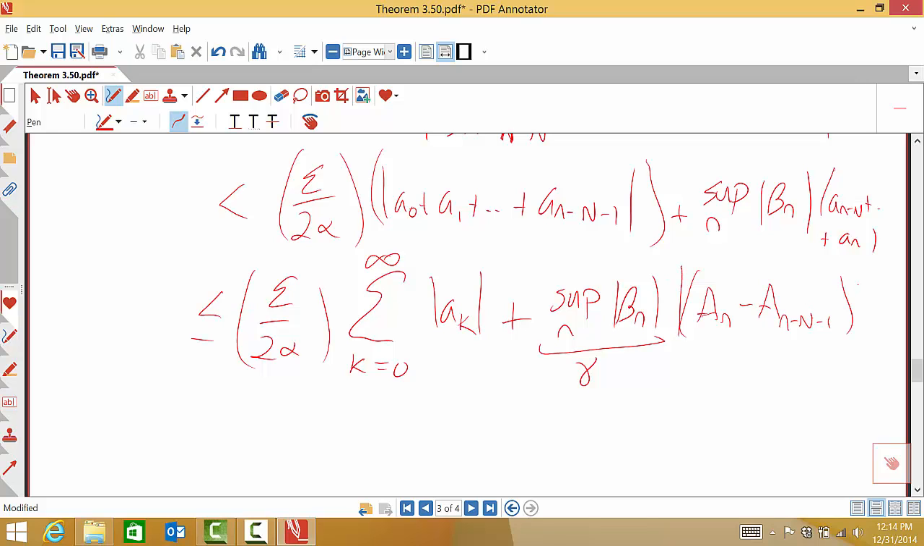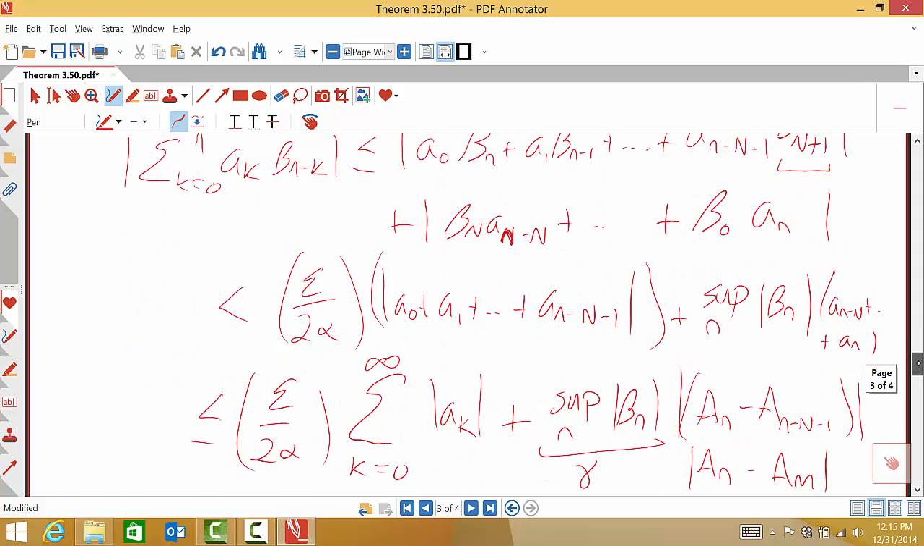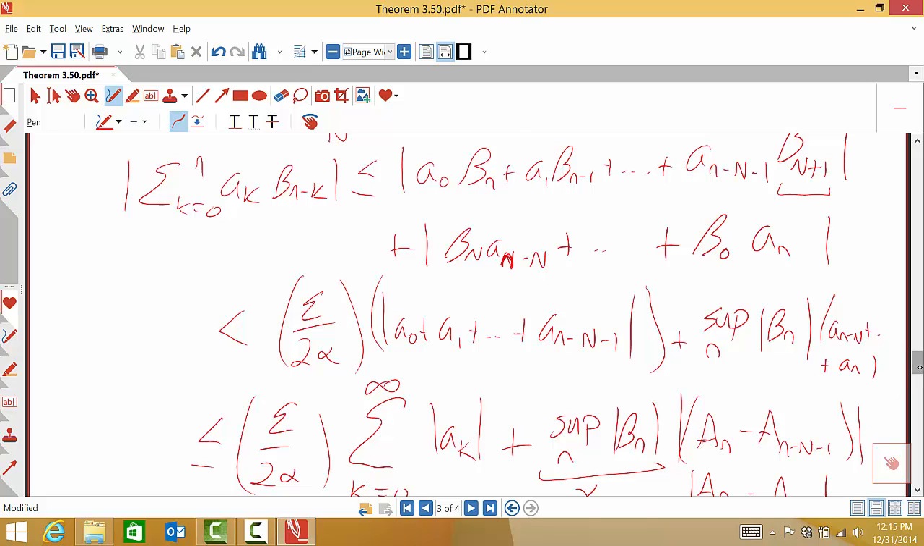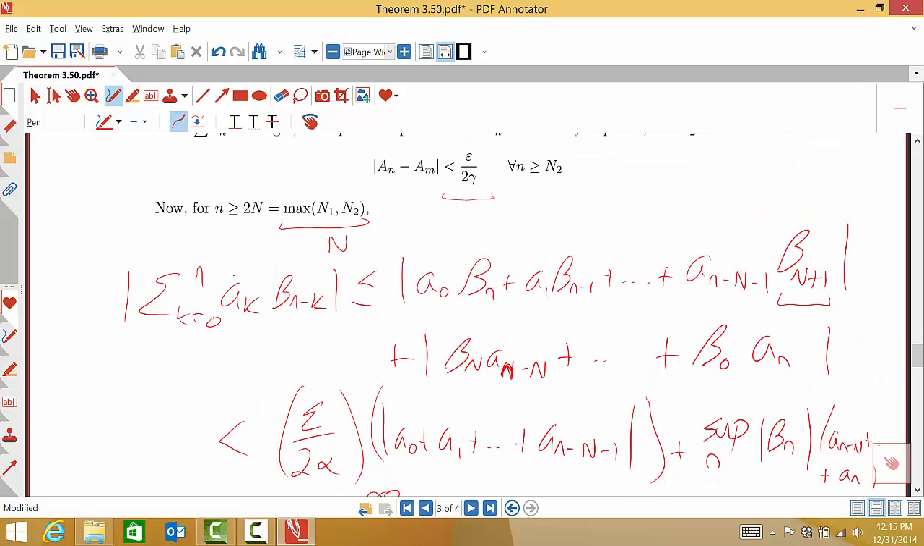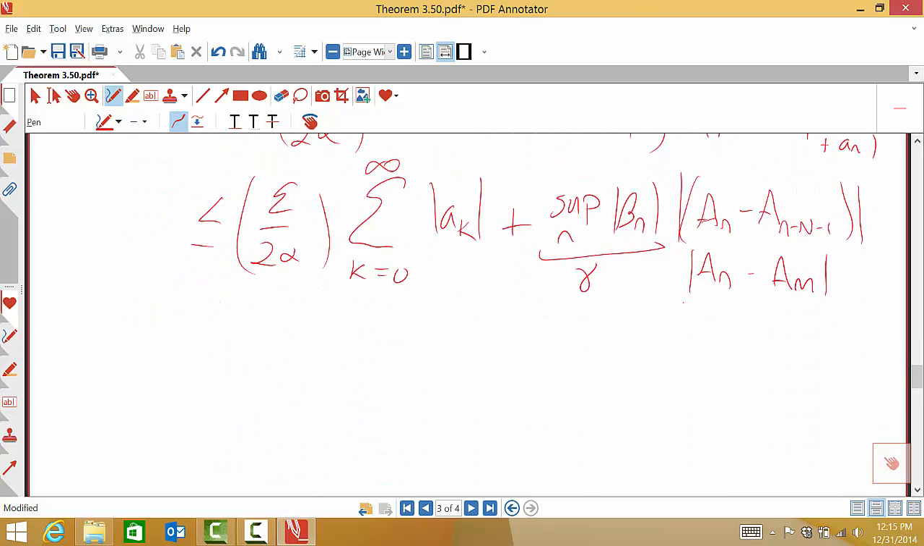Well, this, again, we'll put in our absolute values. Here, this is a sub n minus a sub m. Again, because we have this Cauchy sequence, n is certainly larger than our n1 or n2 that we needed, and m is n minus capital N minus 1. And the way we've defined our capital N, that makes sure that n minus capital N minus 1 is still large enough. We can bound this by epsilon over 2 gamma. This infinite series right here is defined to be our alpha.